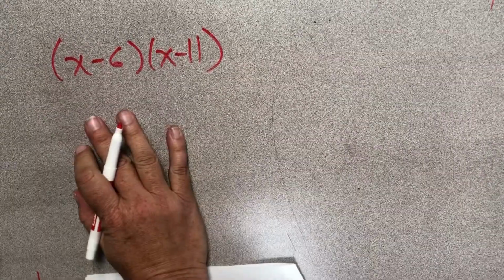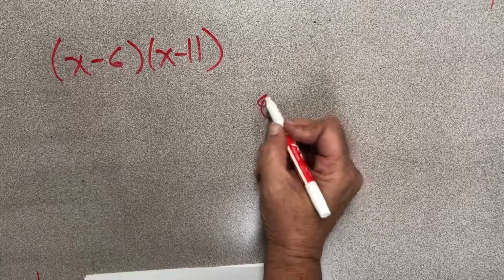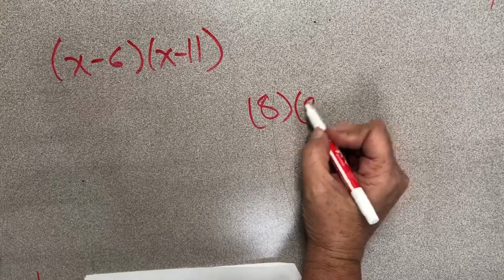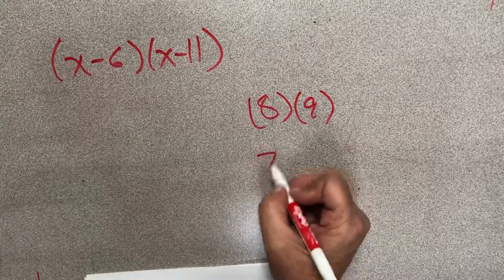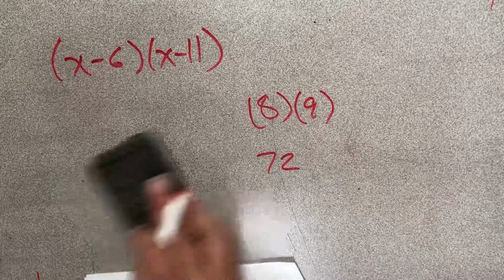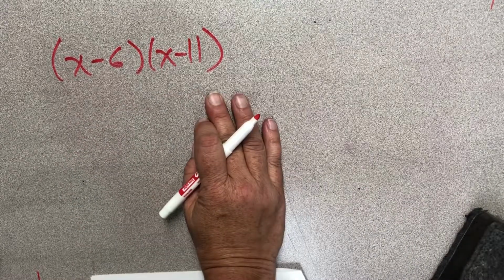This is a multiplication problem, just like I might ask you to multiply 8 times 9, right? That would be a multiplication problem, and you would write the answer 72. Well, here I'm asking you to multiply x minus 6 times x minus 11.